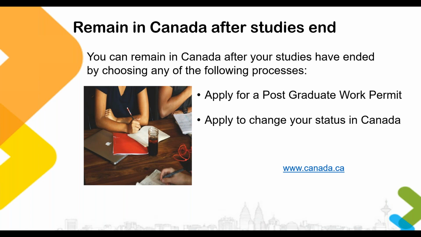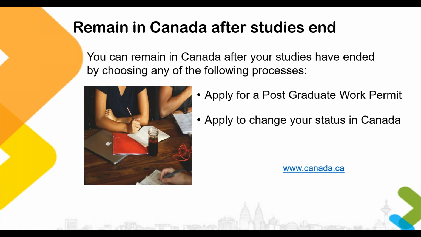The next step would be that you can also apply to change your status in Canada. You can apply to extend your stay in Canada by completing an online application or the paper application. If you're applying online, you will need access to a scanner or camera to create electronic copies of your documents. If you're applying on paper, you will need to get the package and complete it, pay your application fees, and submit your application. Go to www.canada.ca. That will give you all the information that you need.